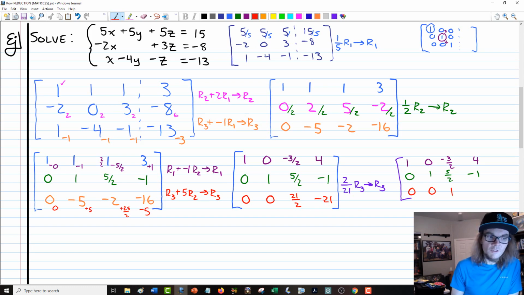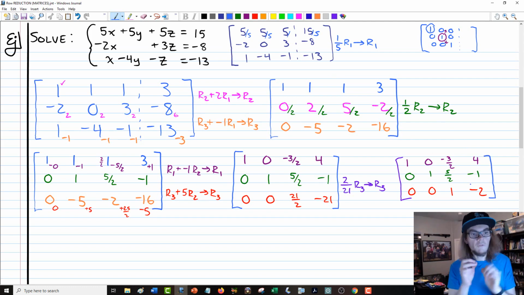And now this is cool. 2/21 times -21 is going to be -2. Quick check in my answer key. Okay, cool. So, not my answer key, my solution. So far we've got the bottom row perfectly affixed. Everything looks really, really good here. So we're in good shape.